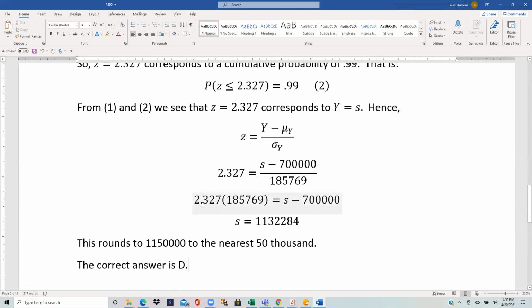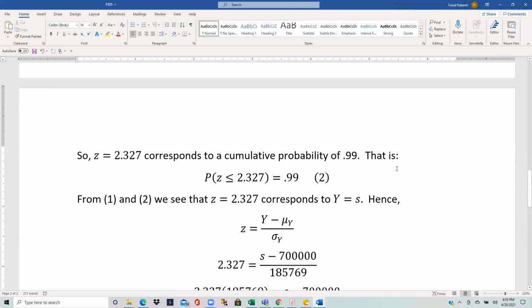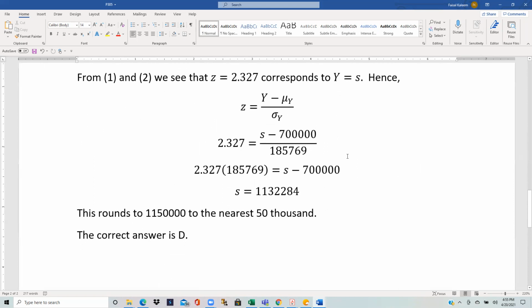So the mean of Y is the expected value of Y, which we found above to be 700,000. The standard deviation was this 185,769. So when we do the algebra here, we get s is equal to 1,132,284. So they said that you round to the nearest 50,000.